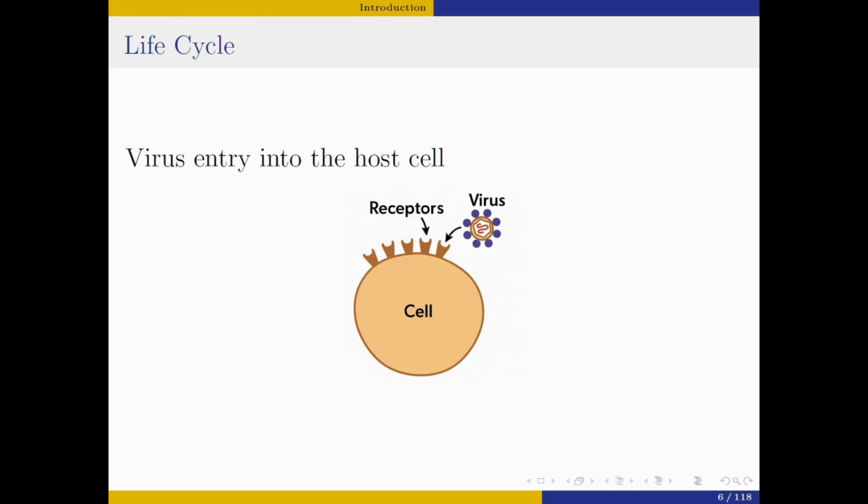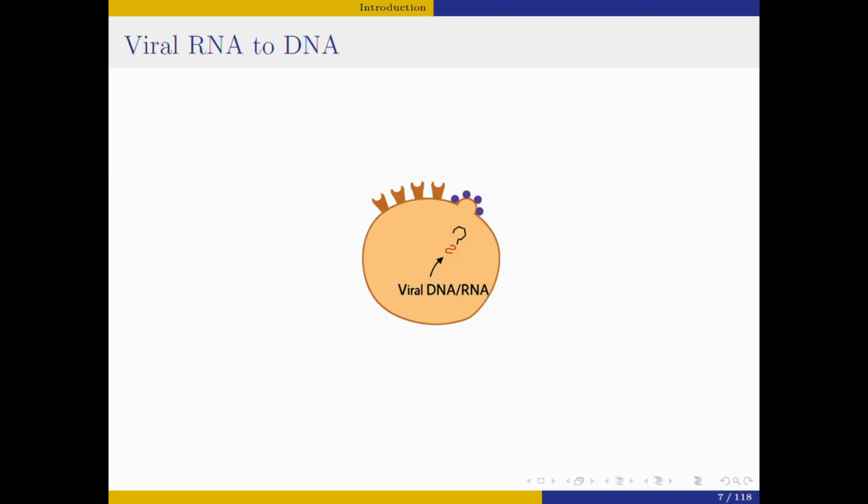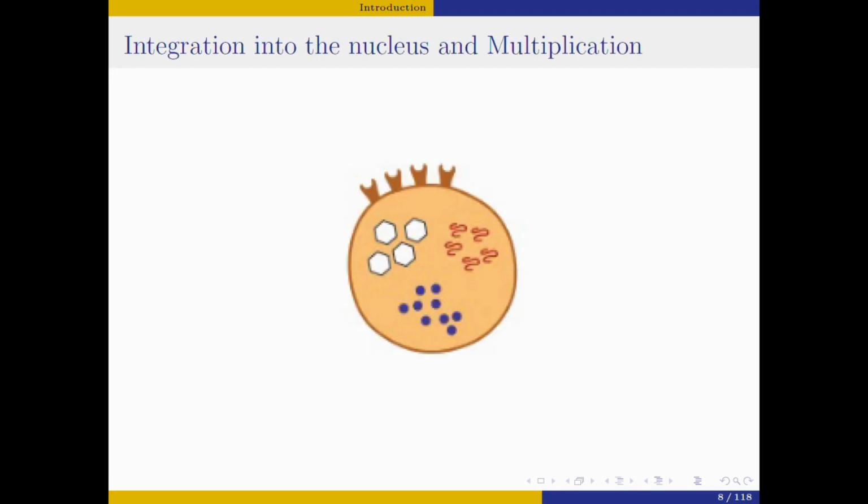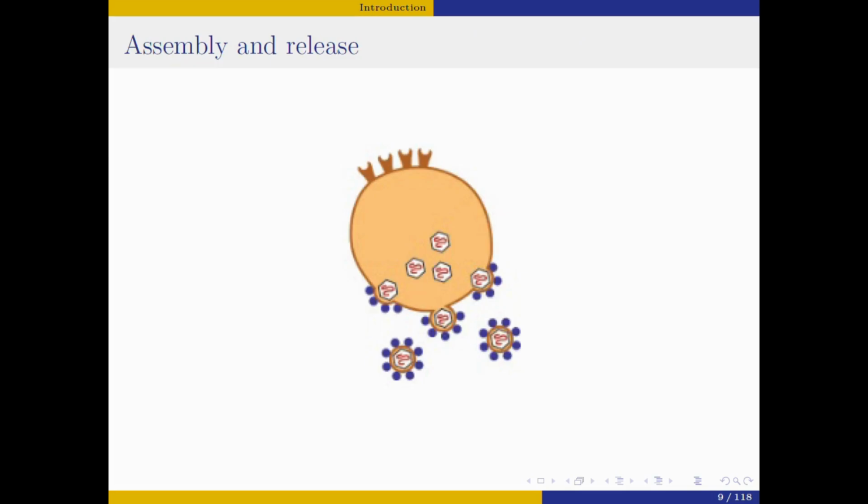I'm going to briefly explain the virus life cycle. The first thing the virus does is reach a host cell. It converts the viral RNA into DNA. Then it integrates into the nucleus and performs multiplication. Finally, it does assembly and release.